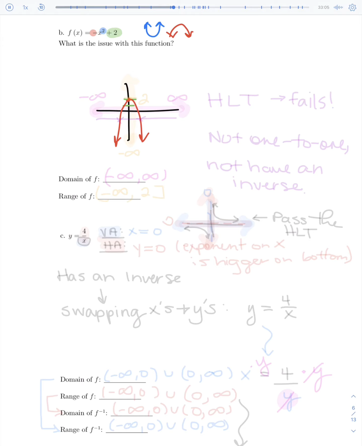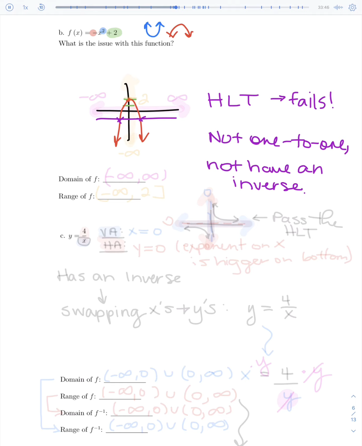Because of this, what we notice is that if we look at the horizontal line test, it's going to fail, because you'll have this graph being hit by a horizontal line more than once. So it's going to fail the horizontal line test, which means, remember, if it fails the horizontal line test, it means it's not one-to-one. Which also means it does not have an inverse, because the inverse then would not be a function.